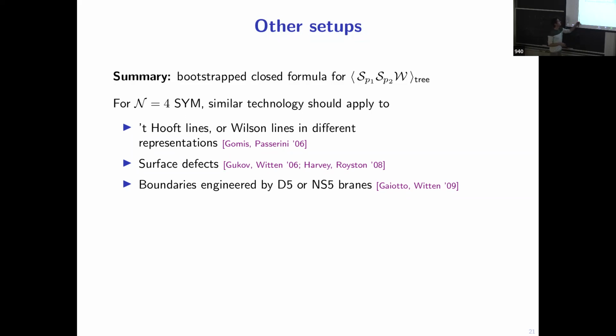Now the point of this bootstrap method is that it's very general. So in principle, it should apply, without changing almost anything, to 't Hooft lines or Wilson lines in other representations. All we used is what type of operators appear in the effective action on AdS2. These operators, the tilt and the displacement, you expect to be there for any type of line. Here, AdS2 is a probe brane, and I'm always assuming a probe brane.